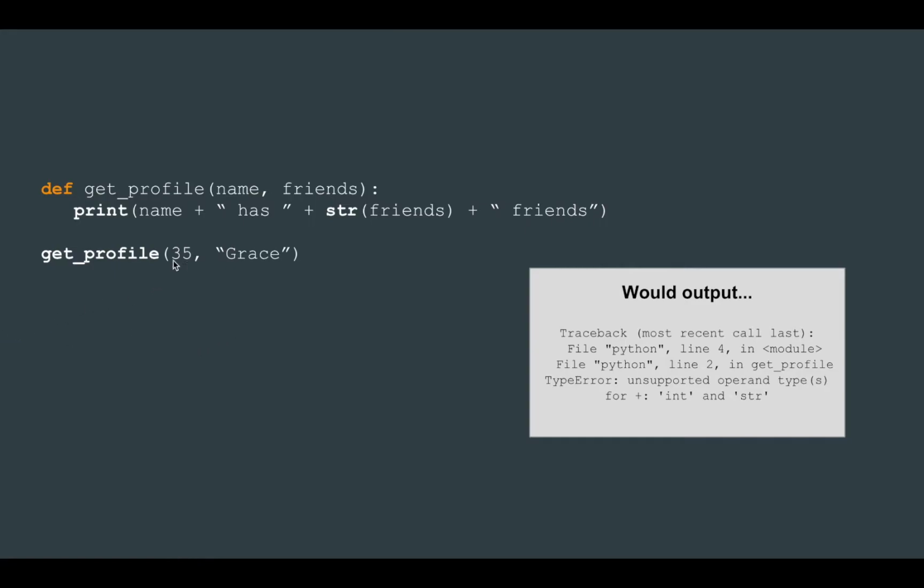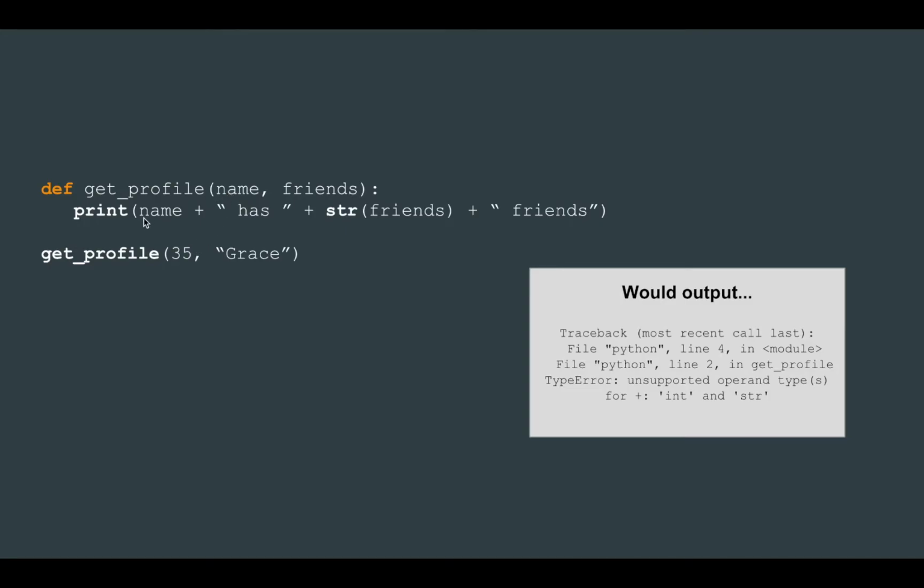Python assigns these values to the variables that the function takes in, for instance, name and friends, based on the position you pass them in. So 35 is going to be assigned to the variable name. Name is only available within the scope of this function getProfile, so name doesn't exist outside of this function. Then you assign the string Grace to the variable friends, because that's how you pass it in, and that's the order the function arguments are described in this function header. So 35 is going to be assigned to name.